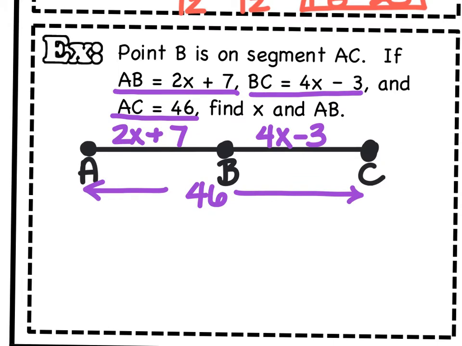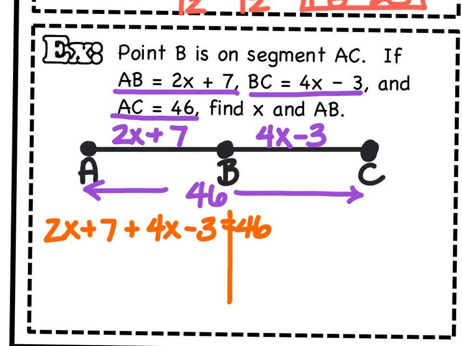So using what we've learned in the previous examples, we can go ahead and set up an equation using that segment addition postulate. So the sum of our parts is going to equal our whole. So I'm going to add these two pieces together and set it equal to that 46 that's there. So 2x plus 7, plus 4x minus 3 is equal to 46.